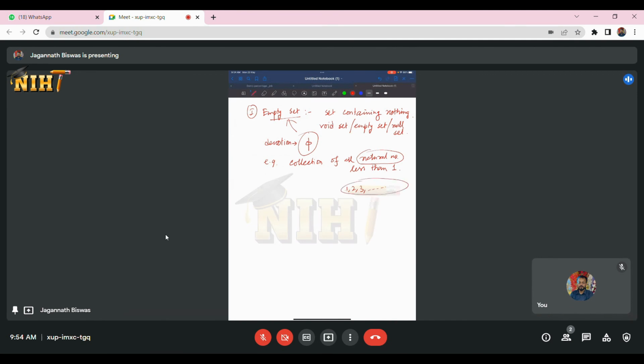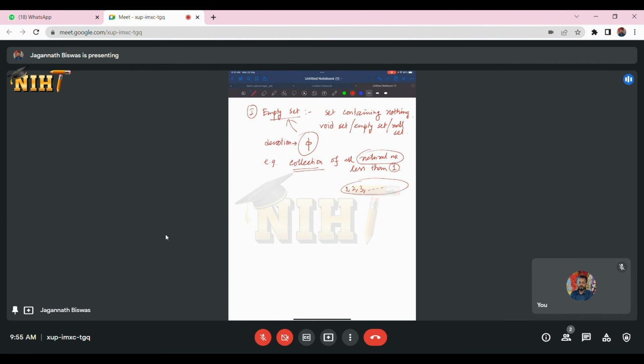But if I want to express some natural number which is less than 1, that means the number which is on the left side of 1, it is almost impossible, because the first natural number is 1. Okay, so there is no natural number which is less than 1. That means this set, this collection contains nothing. So that is a very good example of empty set.